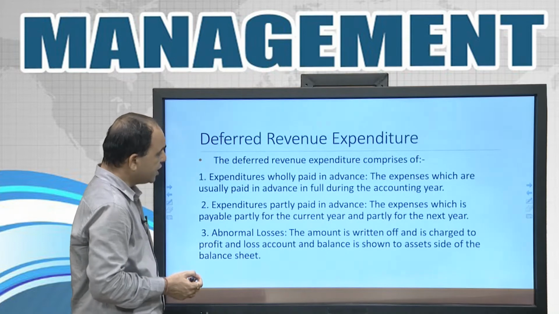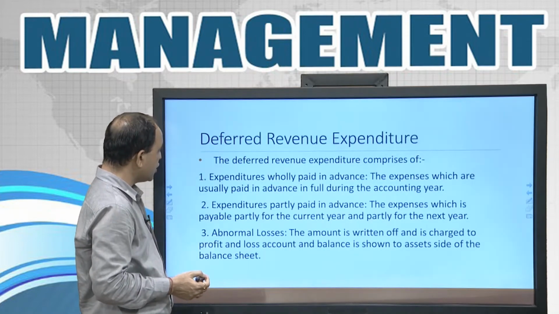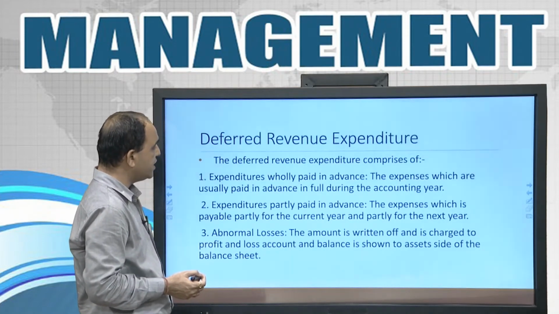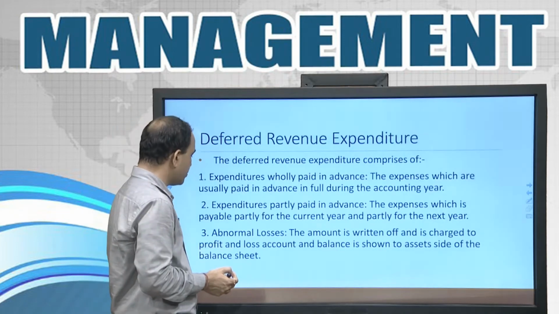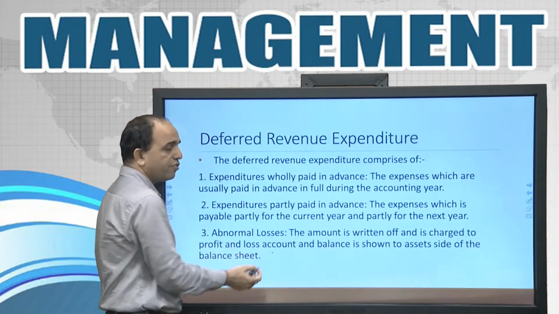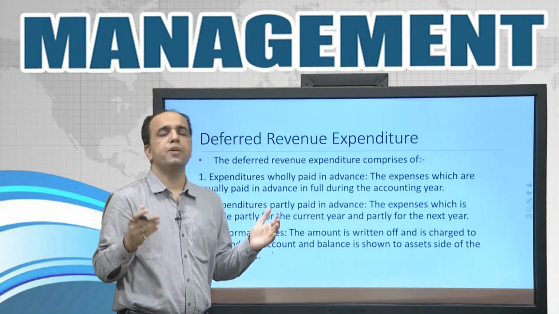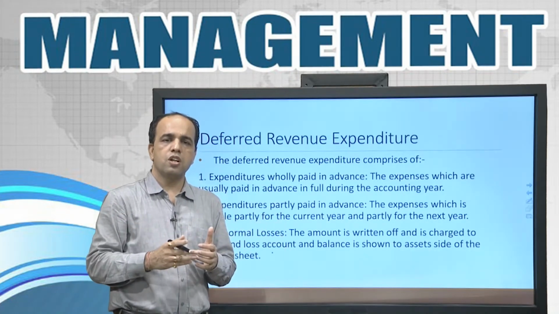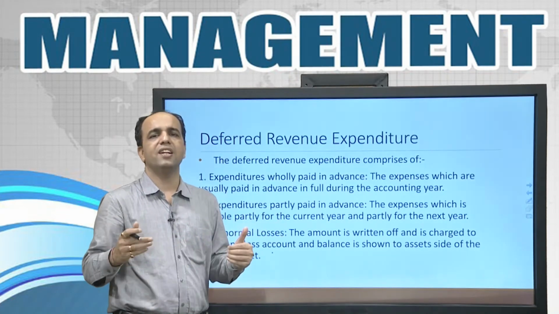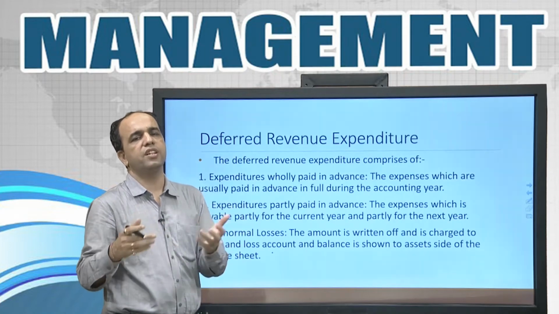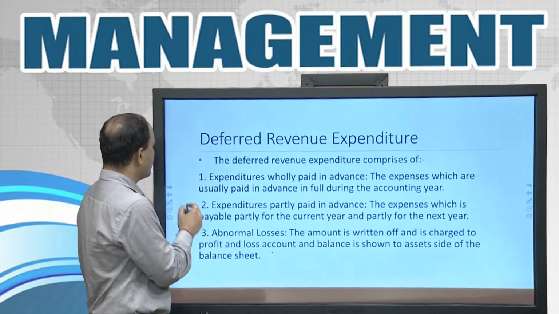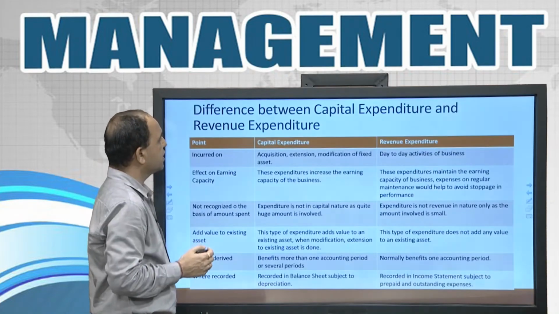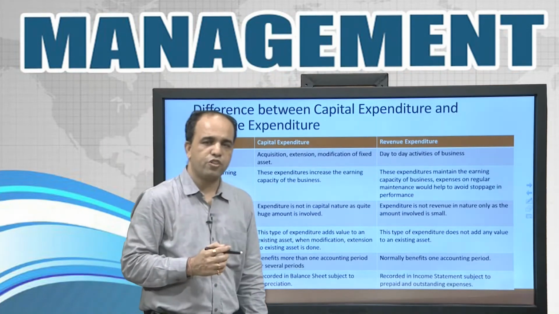Abnormal losses, the amount is written off and is charged to profit and loss account and balance is shown to asset side of the balance sheet. As I said, if we have a debit balance of P&L account or a loss occurred in quite a large amount, then it would be written under assets. So friends, these are the basic things regarding deferred revenue expenditure.